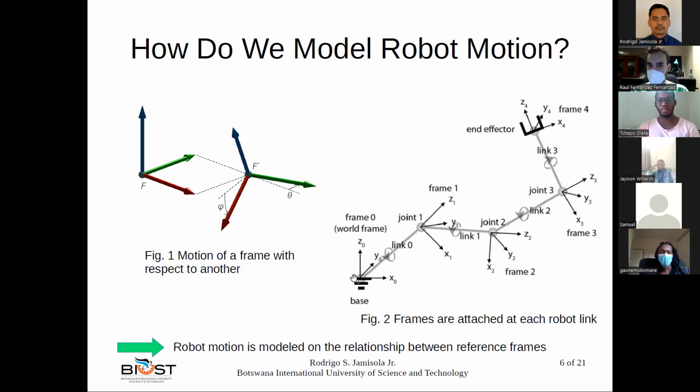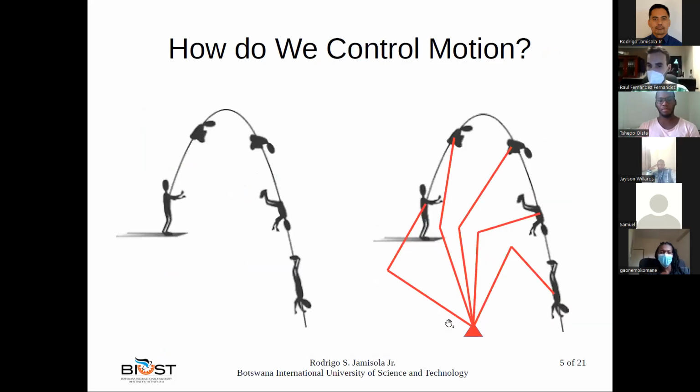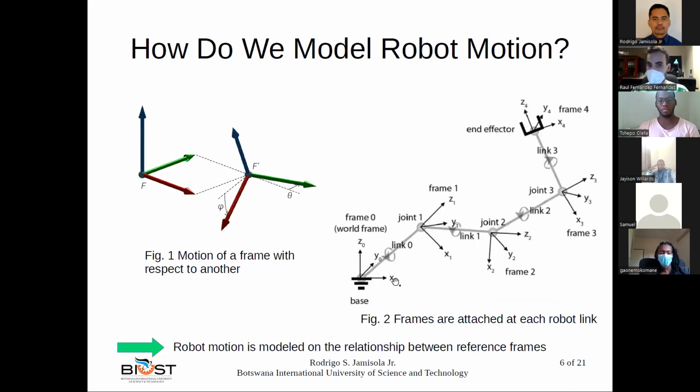So this world frame will be the universal reference that we will use to define all of the movements. All of the movements of the robot will be defined with respect to this world frame, which is usually the base of the robot. So when we move, we will be referencing our movements with respect to this world frame.